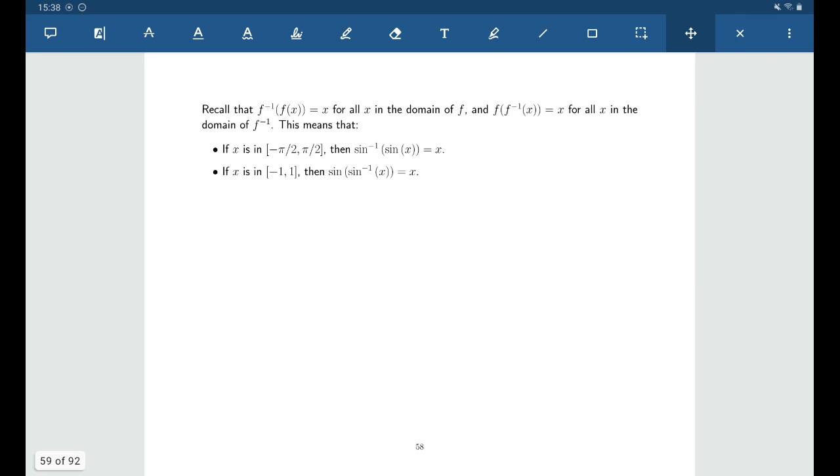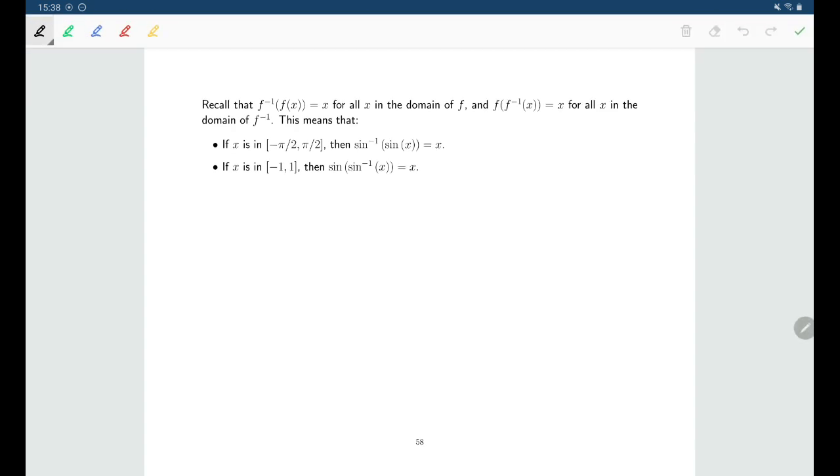Okay, so now we're going to talk about composing a trig function with its inverse. And this is something where we talked about this back in 3.7 when we first introduced the idea of inverse functions. We said that if you had x that was inside the domain of f of x, then f inverse composed with f would give you x back. And the same sort of thing, if x was in the domain of f inverse, then f composed with f inverse should give you x back again.